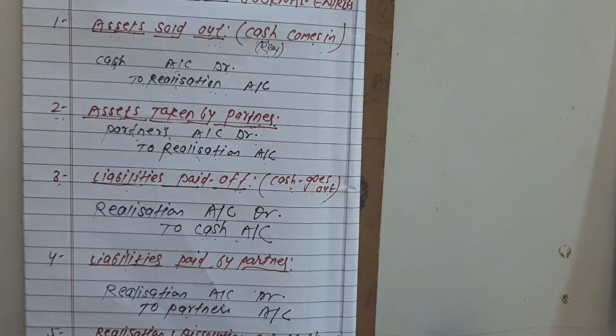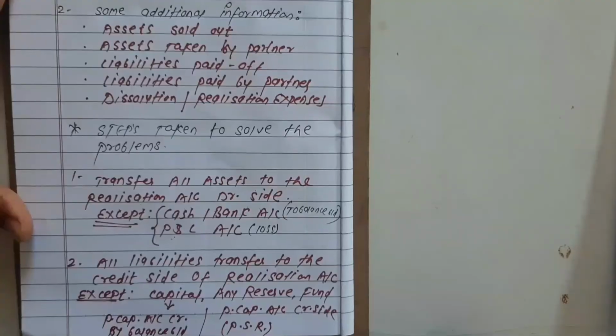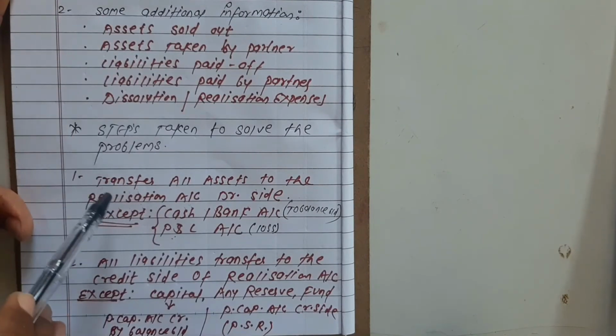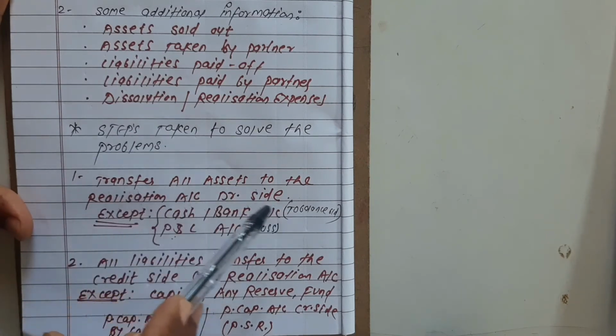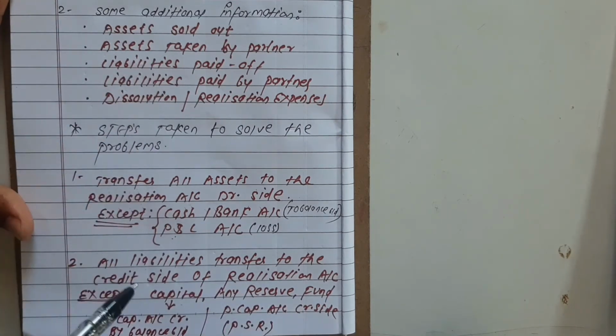So this was very important regarding the dissolution of a partnership firm, and most important in the ledger account. If you have learned all these 5 entries and the steps we have just discussed, let's see the steps: transfer all assets to the debit side of the realization account except cash or bank and P&L loss, and transfer all liabilities to the credit side of the realization account except capital, reserves and funds. If you have done all this, then you will get 100% marks without any hesitation and score very well in your board exams.